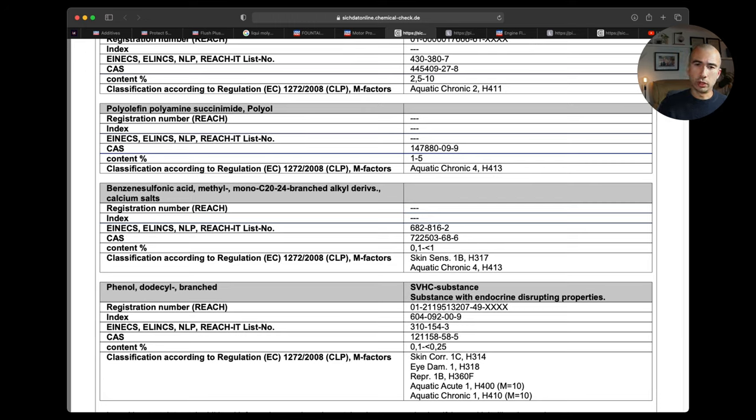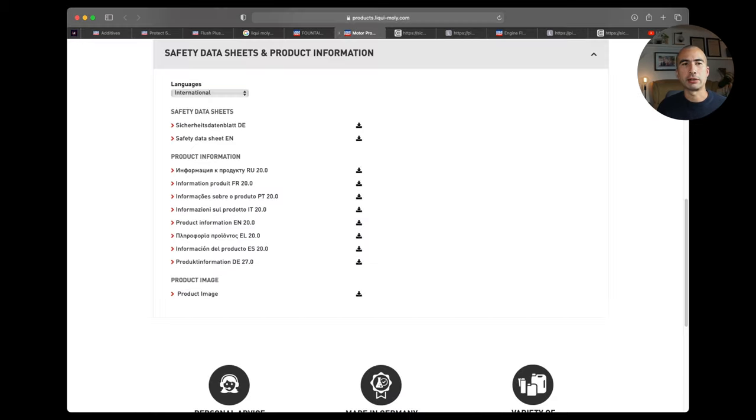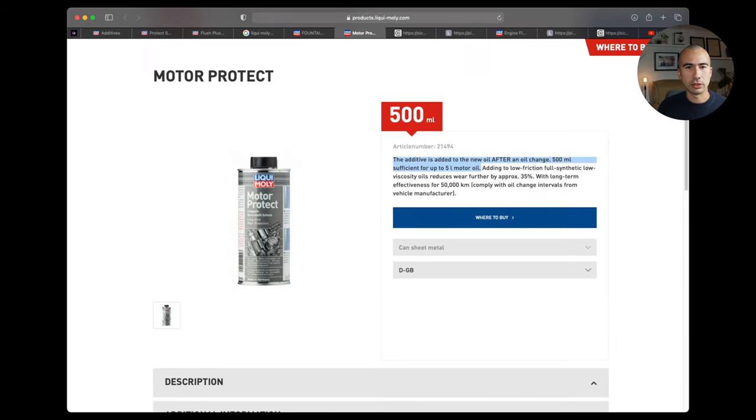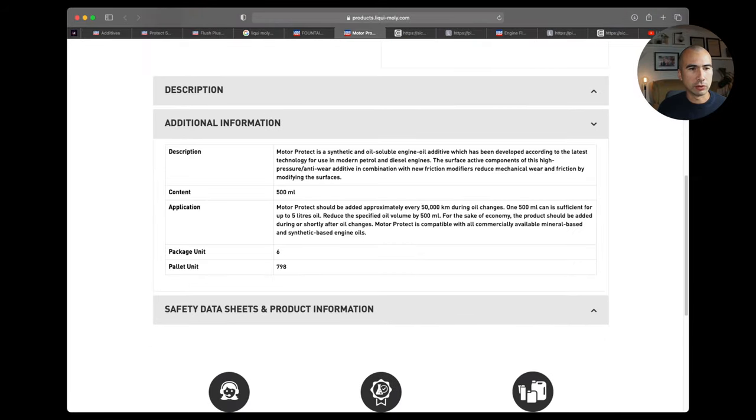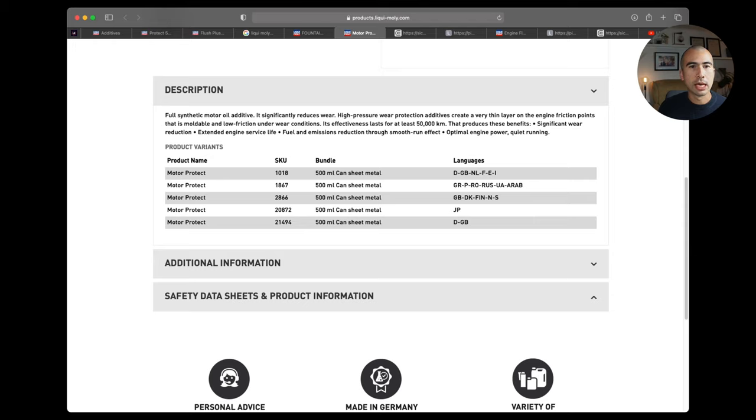Phenols tend to work at lower temperatures than the amines do. So that's kind of what they're going for there. Now, going back to what was the overall philosophy of Motor Protect, right? So remember, if we go back to the information, what it was saying under the description was the idea that it would reduce wear, extend engine service life, smooth running, so that's probably friction reduction, and optimal engine power.